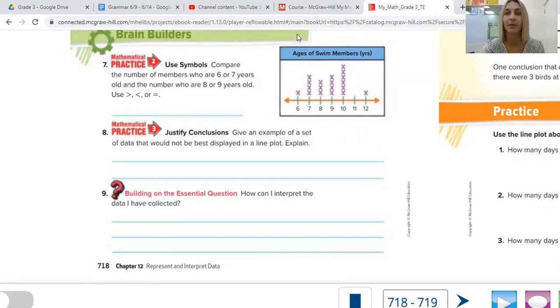So this is kind of a 2-step problem. First, you need to find how many swimmers are 6 or 7. So how many are 6 or 7? Combine those. Then you need to find how many are 8 or 9. Find those. And then you're going to compare them. Are there more, greater than, less than, or equal to the number that are 6 or 7, that are 8 or 9? Don't need to do number 8. Don't need to do number 9. So just number 7 here. There's 2 parts. First, find the total here and the total here, and then compare them.